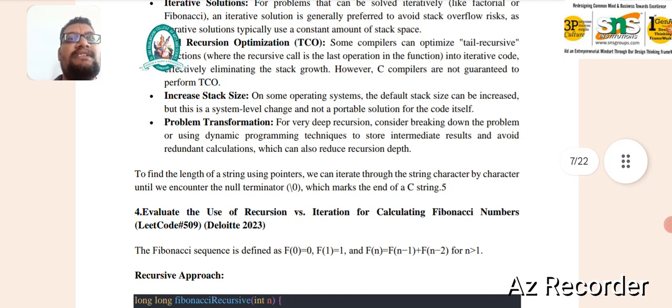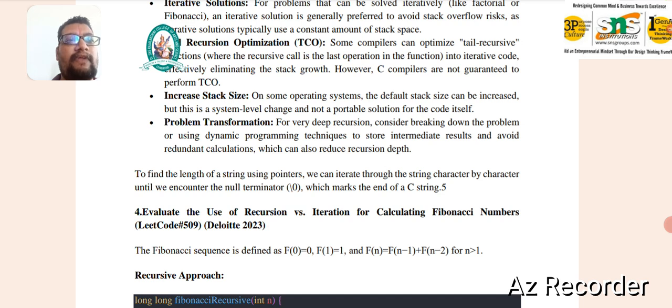Increase the stack size. On some operating systems, the default stack size can be increased, but this is a system level change and not a portable solution for the code itself. Problem transformation: for very deep recursion, consider breaking down the problem or using dynamic programming techniques to store intermediate results and avoid redundant calculations, which can also reduce recursion depth.